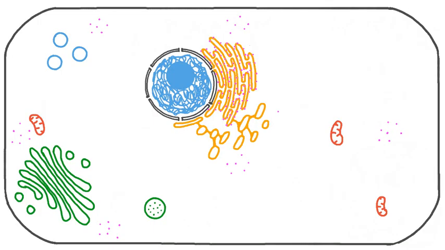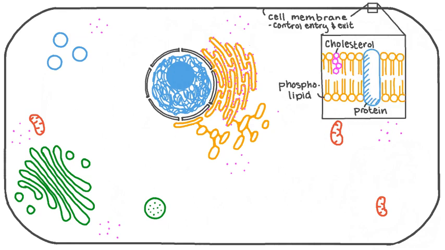Here we have a diagram of a generalized animal cell, which will show us some of the structures that are common to eukaryotic cells. All living cells possess a cell membrane. Perhaps most importantly, the cell membrane controls what can enter and leave the cell. It also defines the boundary of the cell in a similar way to how your skin defines the boundary of your body. The cell membrane is flexible, self-repairing, and selectively permeable.